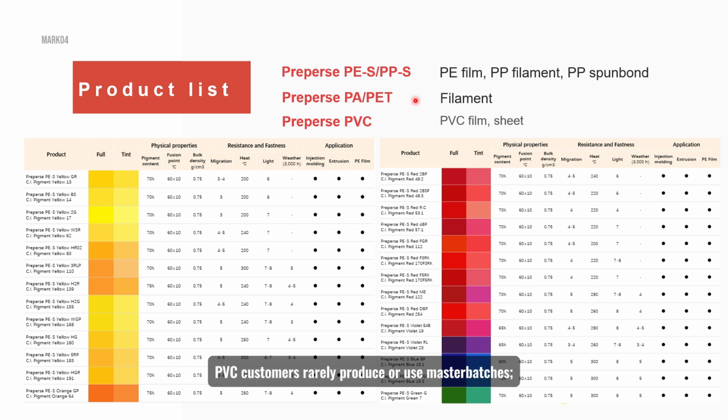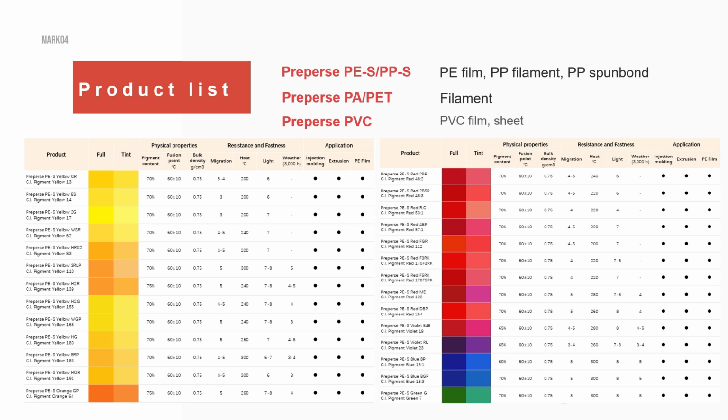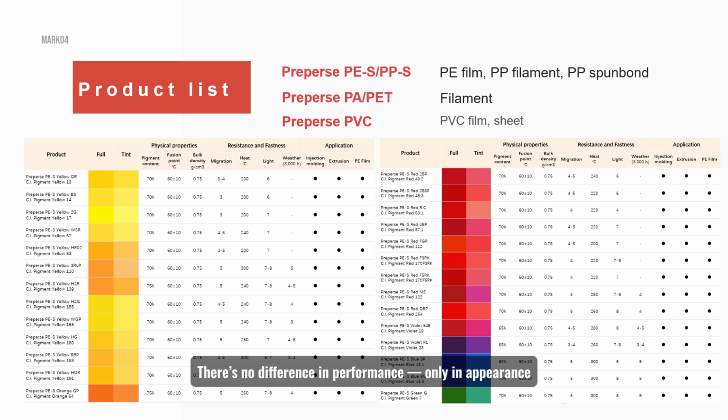PVC customers rarely produce or use master batches, most prefer direct coloring with pigments or prep forms. Our PVC series comes in 2 forms, one is the common granular type, and the other is a crushed powder. There's no difference in performance, only in appearance. This gives customers options. The powder melts faster and can be used in smaller proportions, but it may generate some dust. The granular form is the opposite.